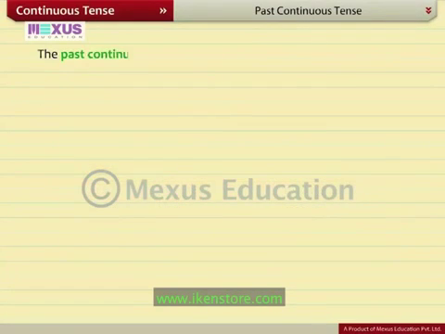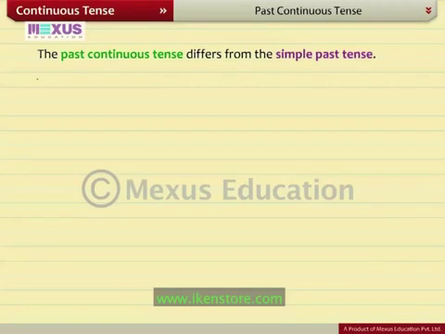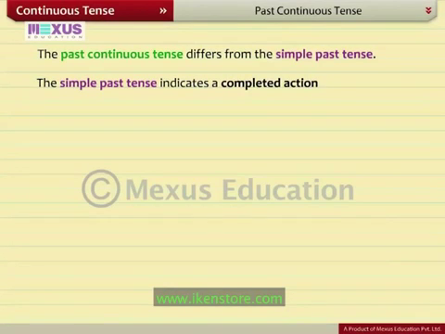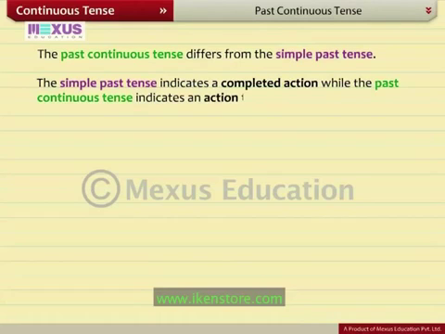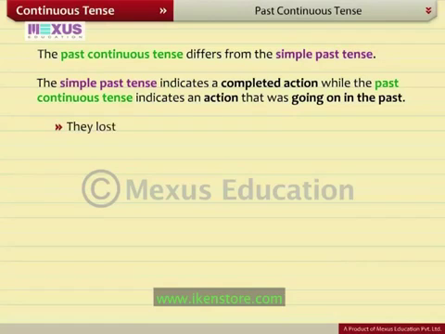The past continuous tense differs from the simple past tense. The simple past tense indicates a completed action, while the past continuous tense indicates an action that was going on in the past. They lost the match. This is an example of the simple past tense. The action of losing has finished.